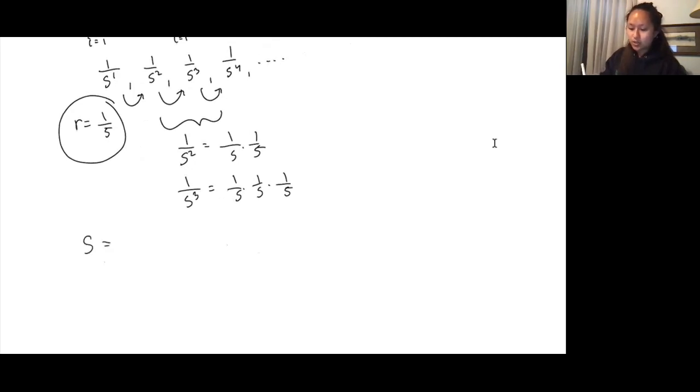S is equal to a1 over 1 minus r. And this is going to be, our first term is a1, and a1 is going to be 1/5, all over 1 minus 1/5. And this is going to be equal to 1/4.